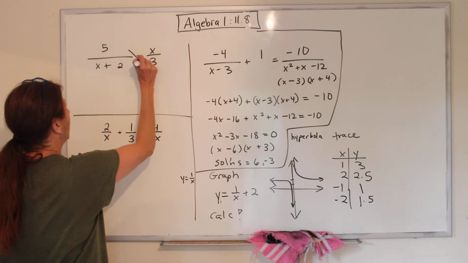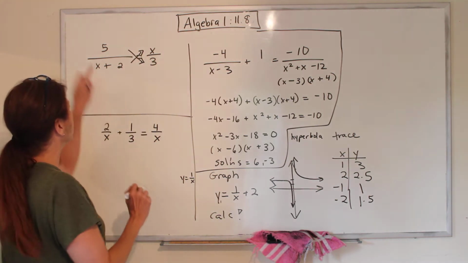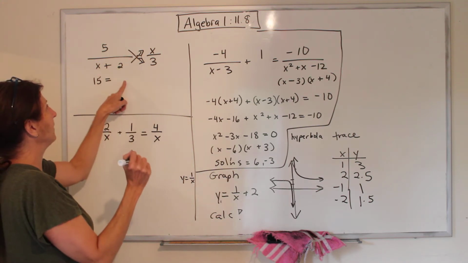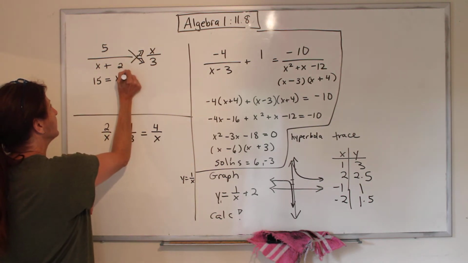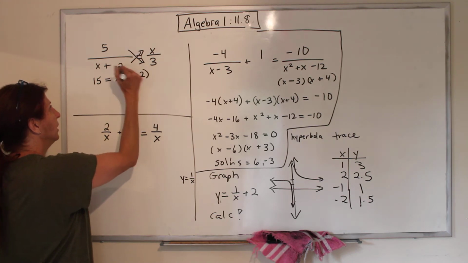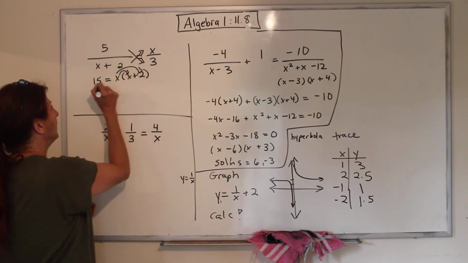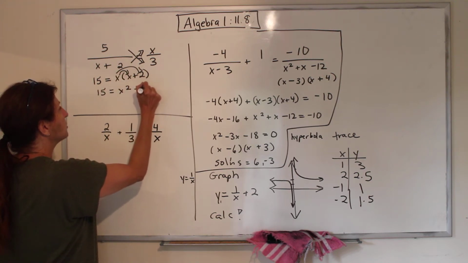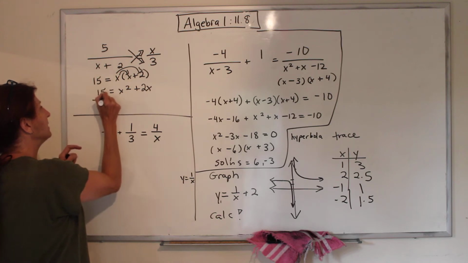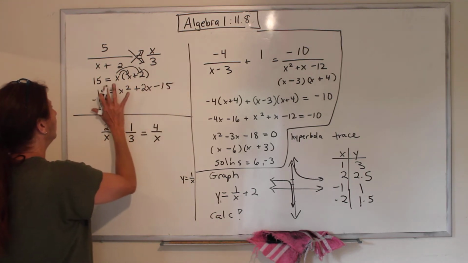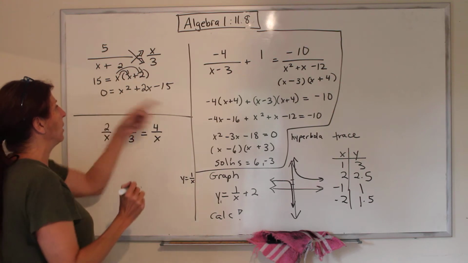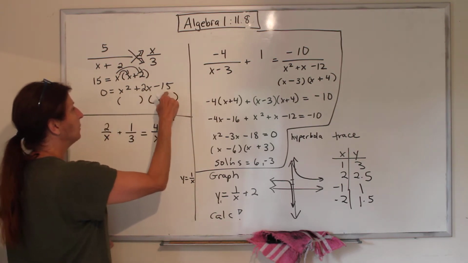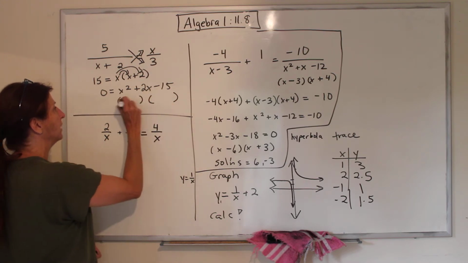So we draw our cross to remind us what to do. 5 times 3 is 15. Bring down the equals. On this side we have x times x plus 2. We did the distributive property, so we have 15 equals x squared plus 2x. And if we minus this 15 over here, then we would get 0 equals that, and this could be factored then. What can we multiply to get 15 but add or subtract to get 2?